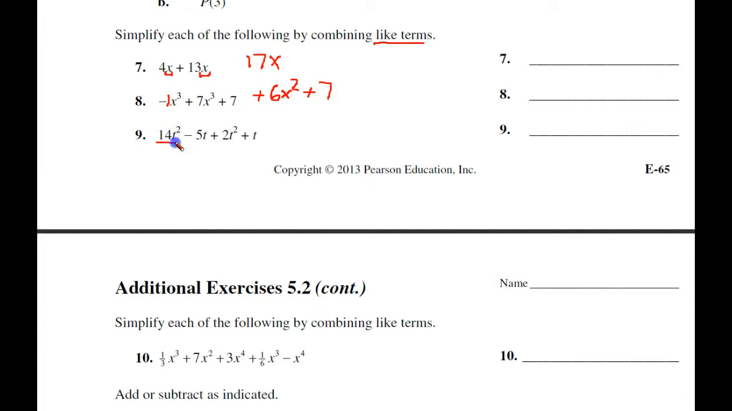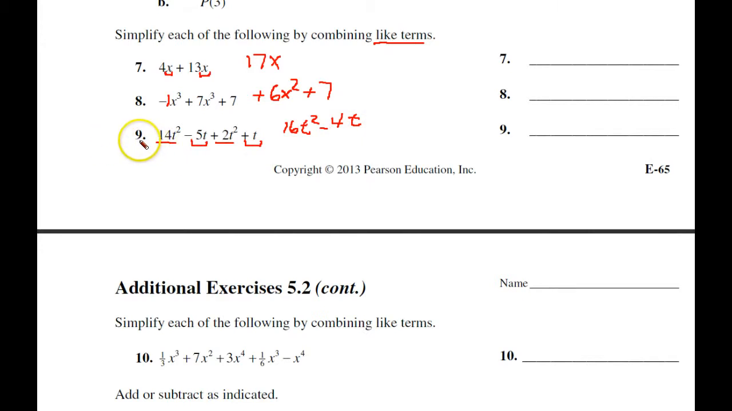Now here we have this as a like term, and then these as like terms. So this and this give me a 16 t squared, and this gives me a minus 4 t.